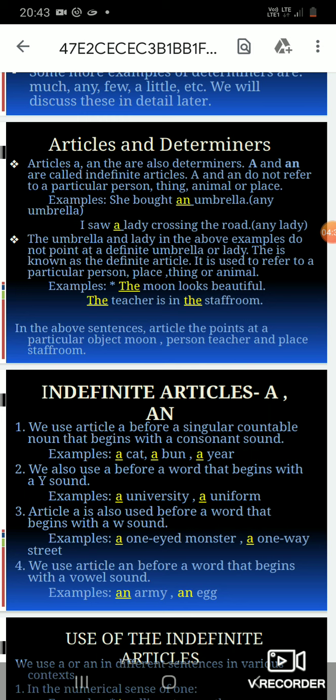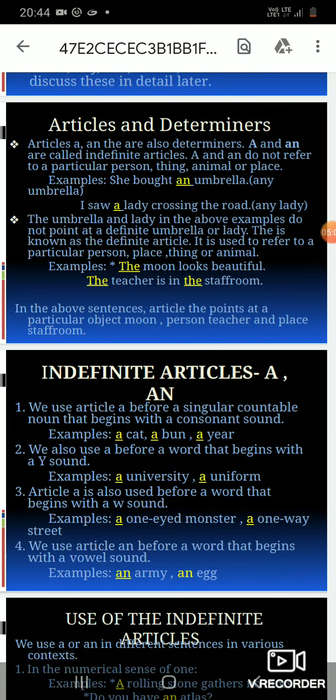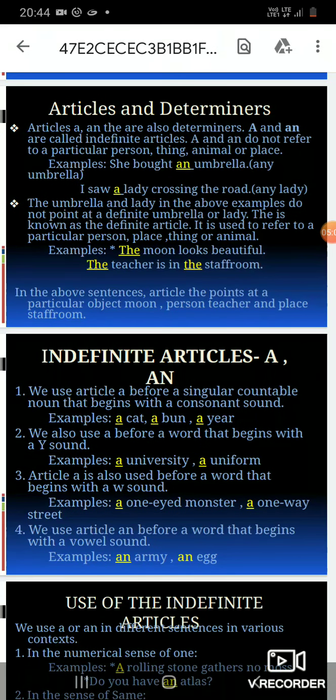So examples: the moon looks beautiful. So the is a definite article, means it will specify only a thing. For example, here it is the moon. The moon looks beautiful means it is specifying only the moon. There is only one moon of the earth. It will obviously be for the moon of Earth, not for any other moon of Mars or Jupiter or Saturn. It is only specifying the moon of Earth. So the moon looks beautiful. It is specifying the moon.